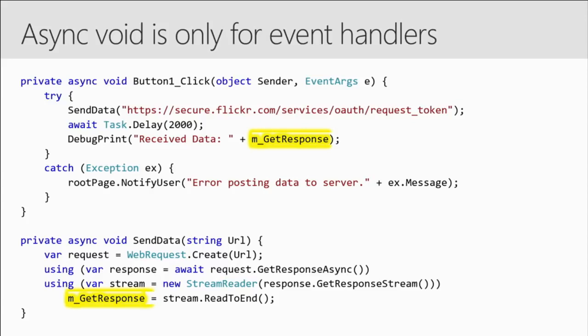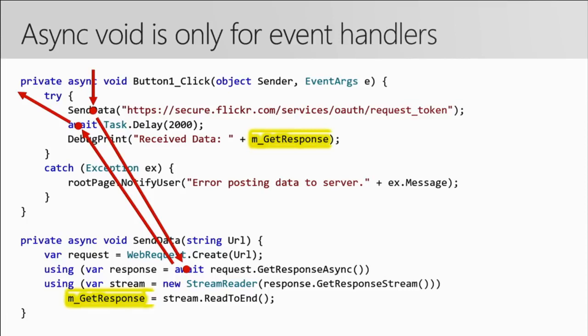Essentially, well, let's go through this. So we click button one click, we hit send data, we go down to send data, we hit the await, focus goes back to button one click, we hit the await for the task delay, focus goes back to the message pump. Here's the problem we have. What's going to finish first? Is get response async, or is it the task delay? We don't know. We have no way to know.